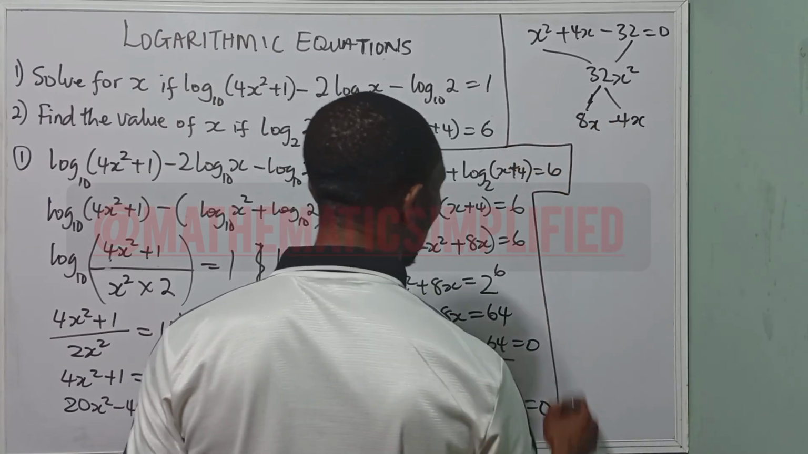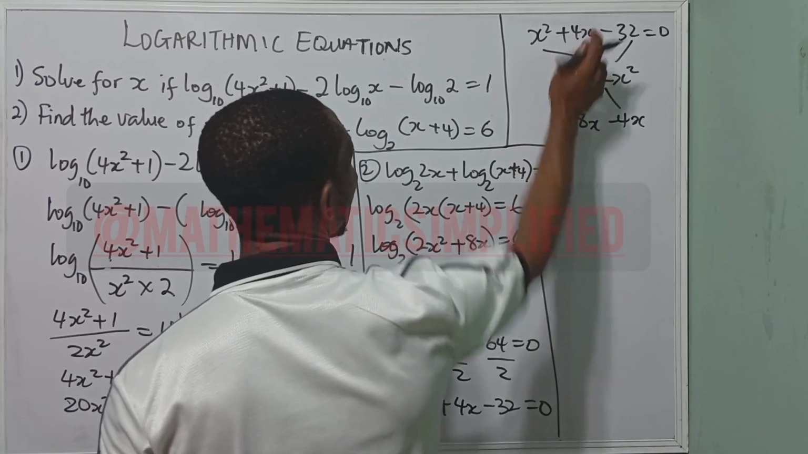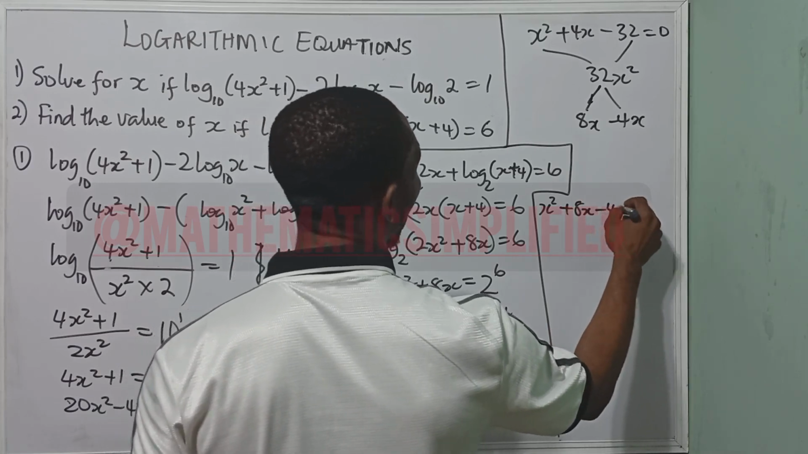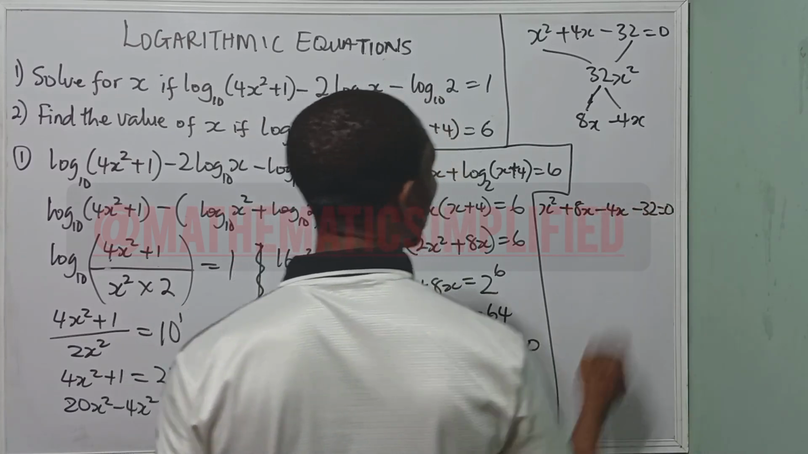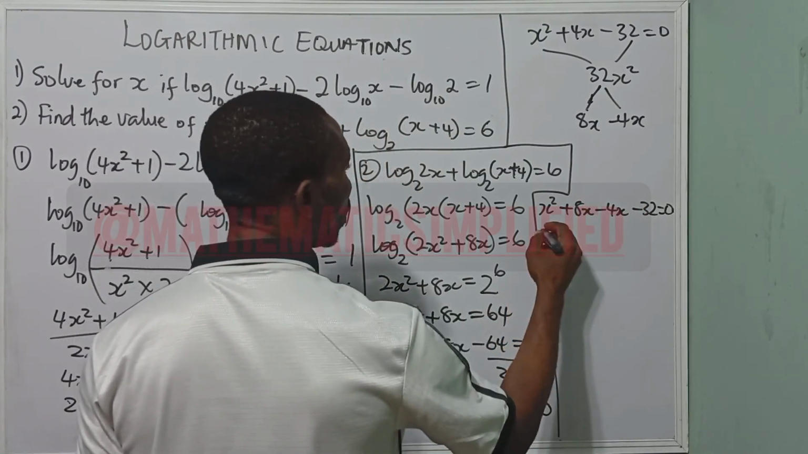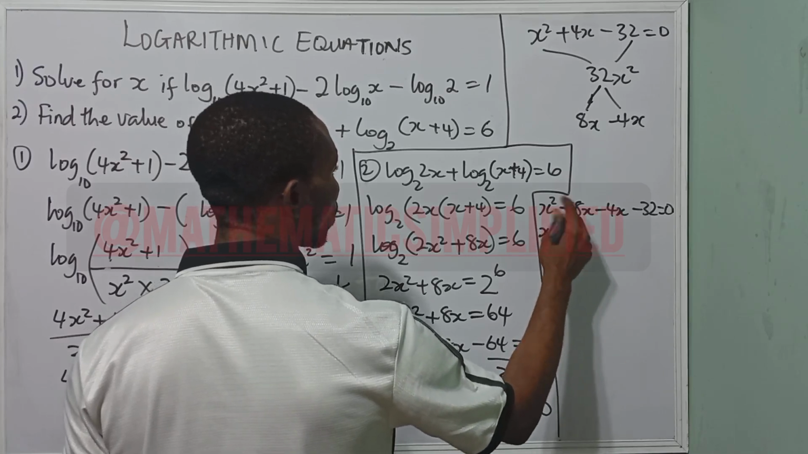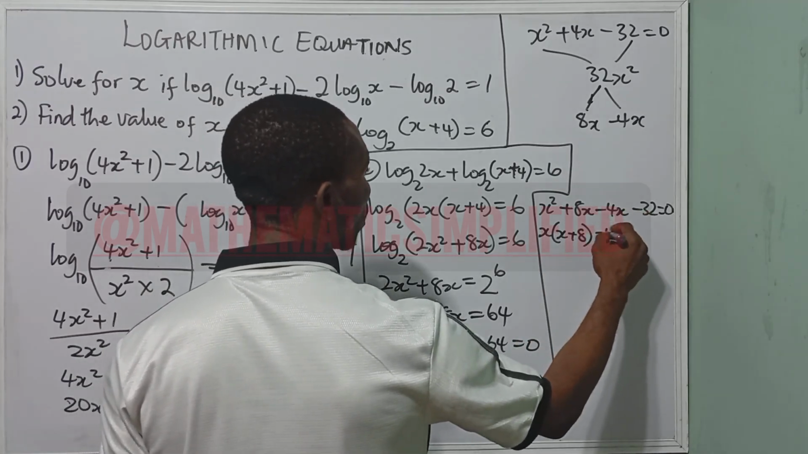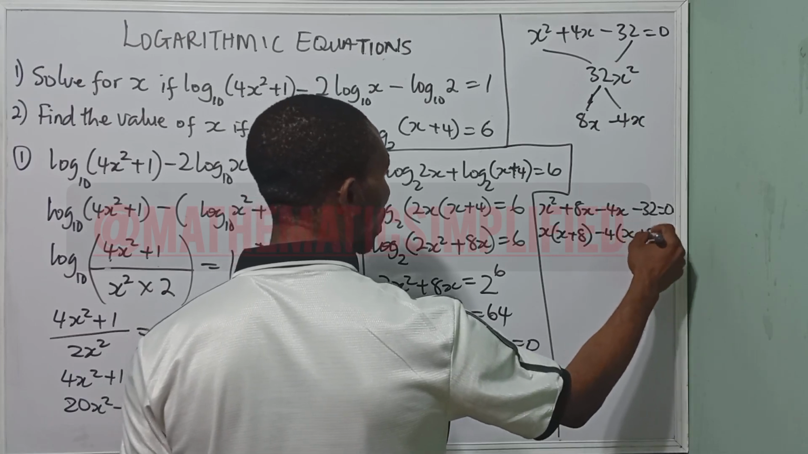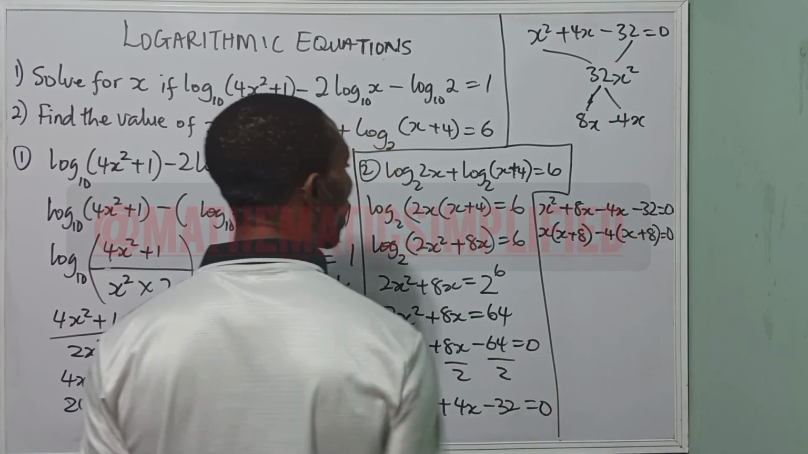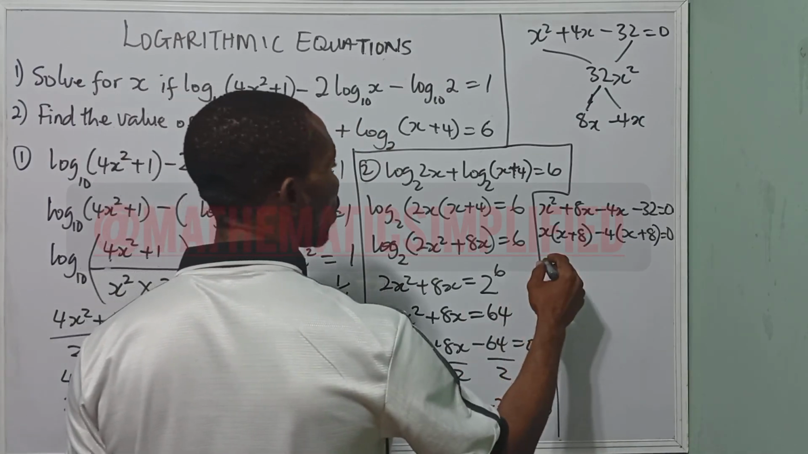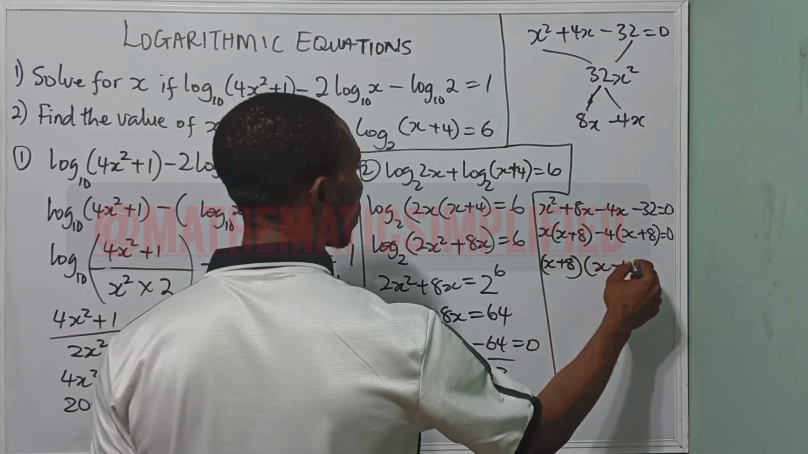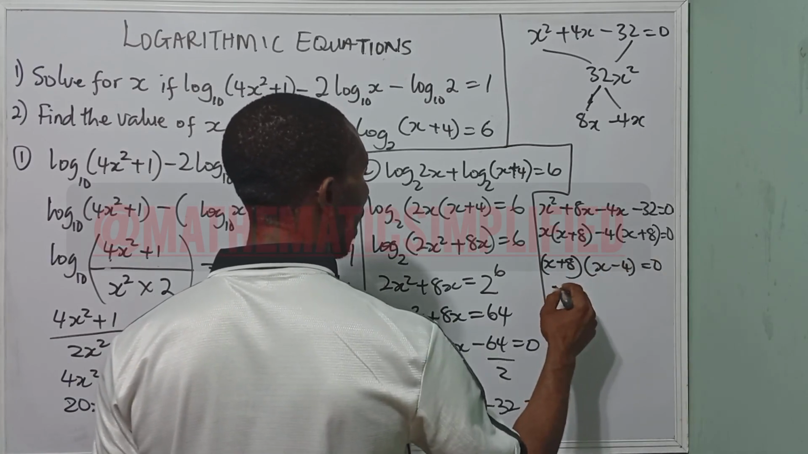So replacing this, we have x squared plus 8x minus 4x minus 32 equals 0. Here we group this. What's coming here is x bracket x plus 8. What's coming here is minus 4 bracket x plus 8, equals 0. So from here we have x plus 8 and x minus 4 equals 0. x plus 8 equals 0.